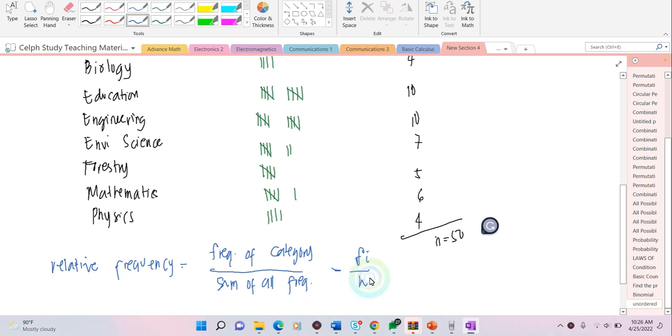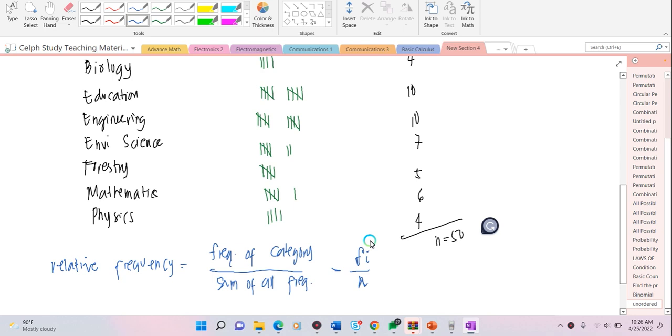This refers to the frequency of a category. One category is being considered, and we divide it by the sum of all frequencies. This is your f sub i over the total value n.